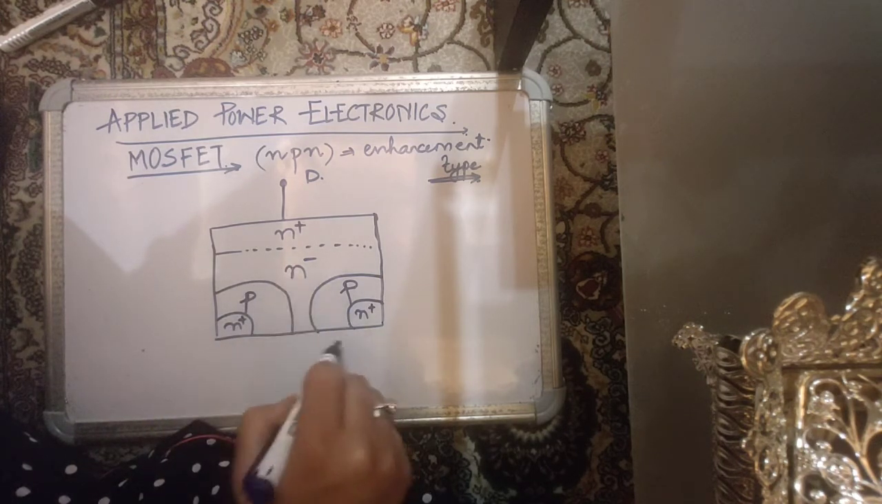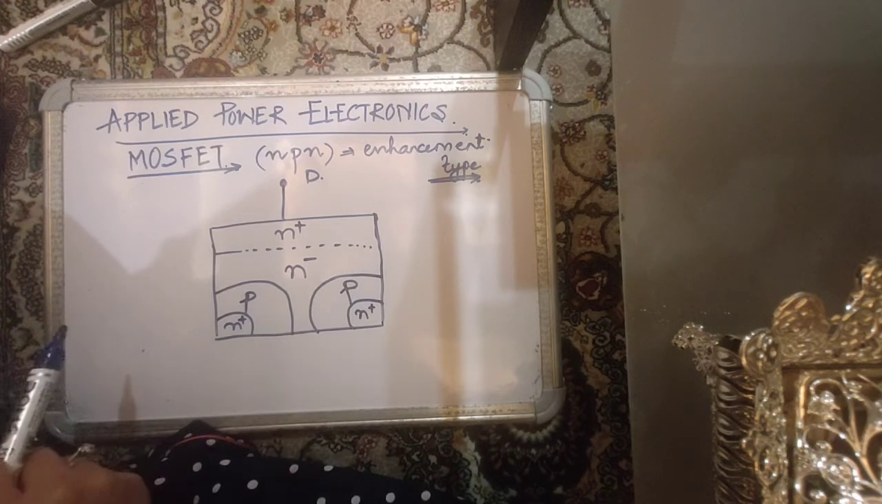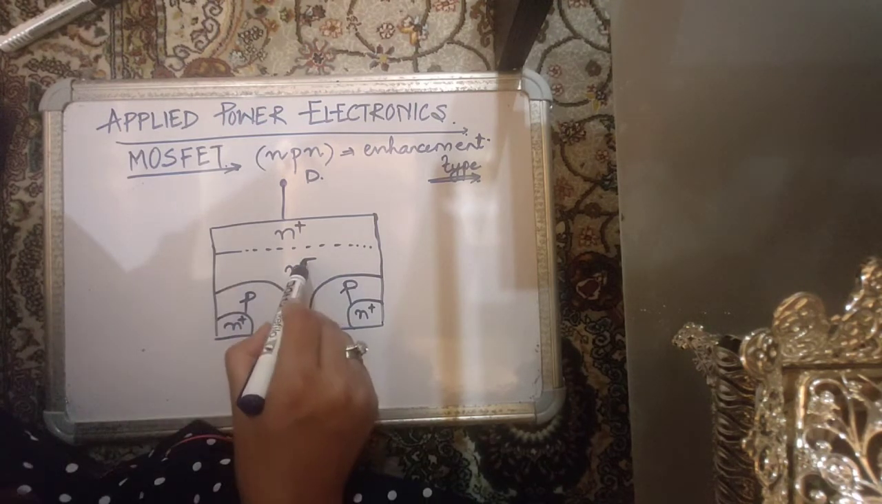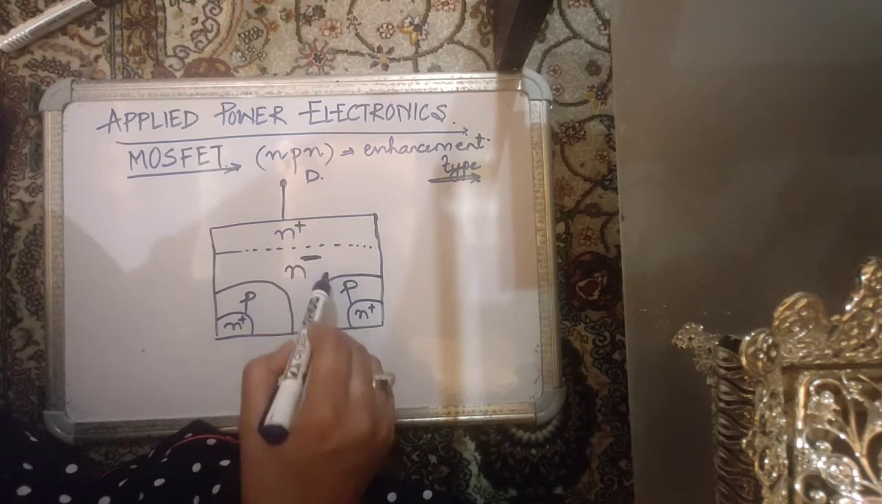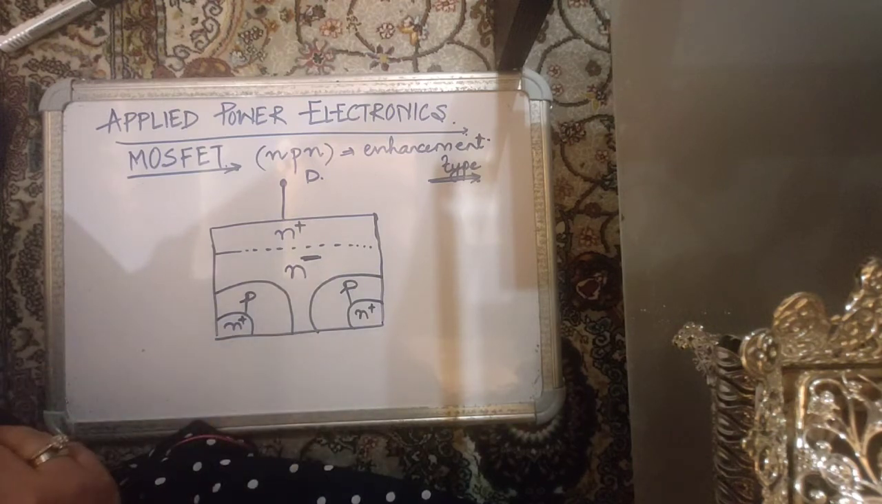Basically you are increasing the current paths, providing parallel paths for current to increase the current carrying capability, and you are incorporating an N minus layer so that your depletion region can penetrate deeper and deeper, and it will give you high voltage blocking capability.